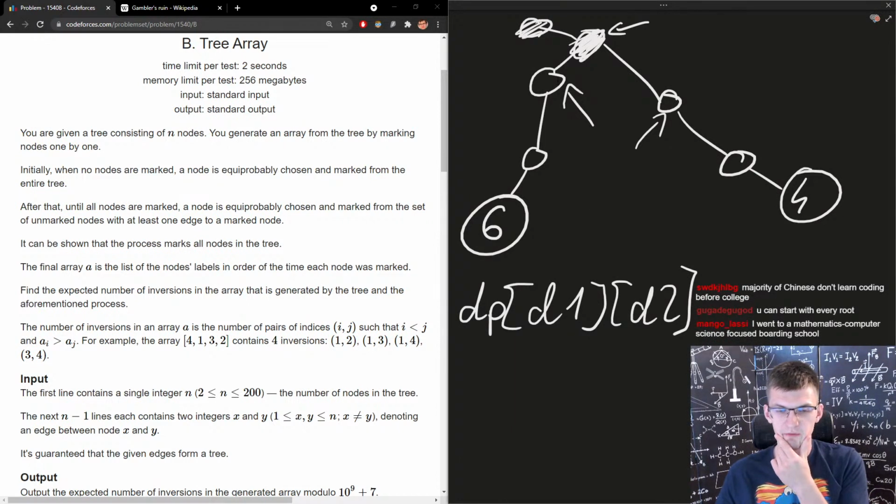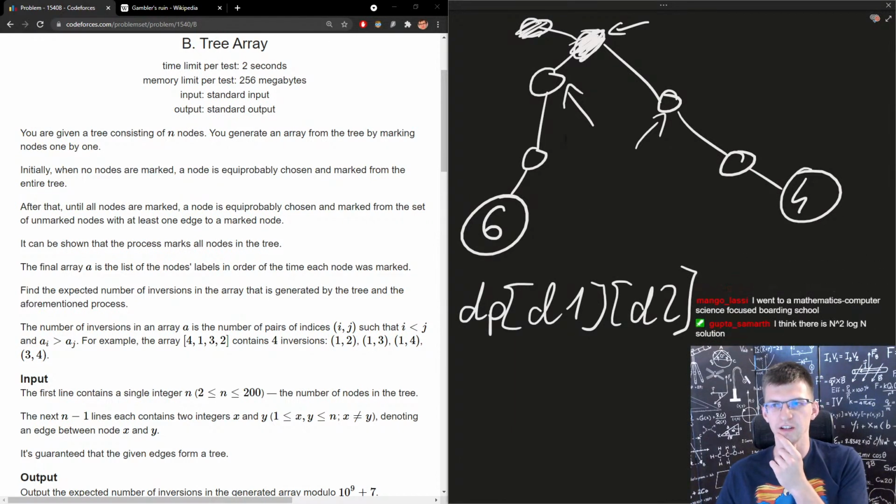Yes, I will consider every root. If I wanted to be faster, then actually for every node on the path between i and j, I would say what's the number of nodes growing out of this node, outside of the path.